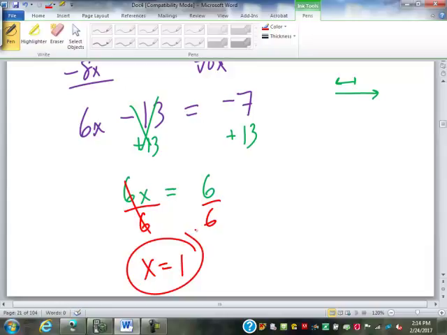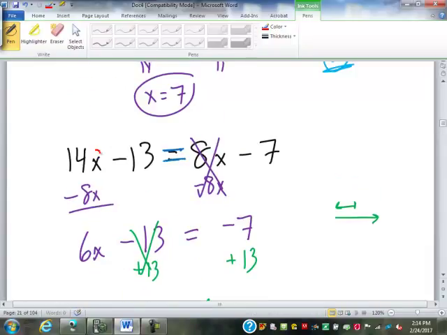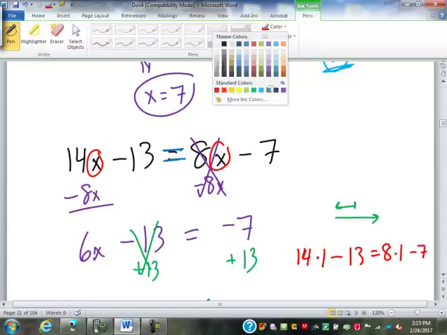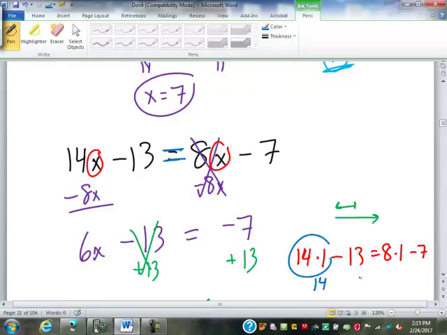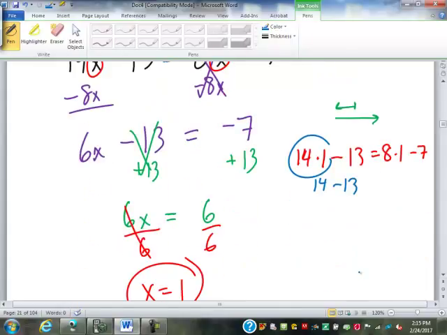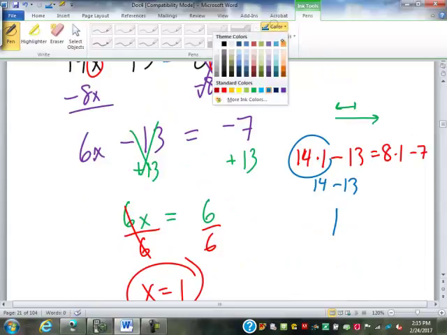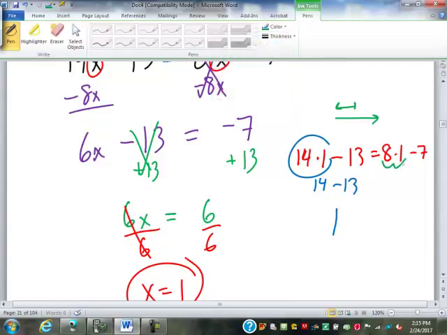And again, if this were a quiz and you weren't sure about it, I would go back and replace x with 1. So 14x becomes 14 times 1 minus 13. 8x becomes 8 times 1 minus 7. So on the left side, 14 times 1 is 14. Minus 13 is 1. On the right side, 8 times 1 is 8. Minus 7 is 1. So 1 does equal 1. So I know that that answer is most likely the correct value for x.